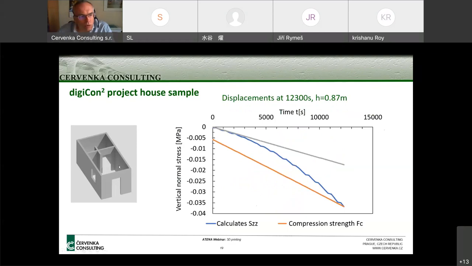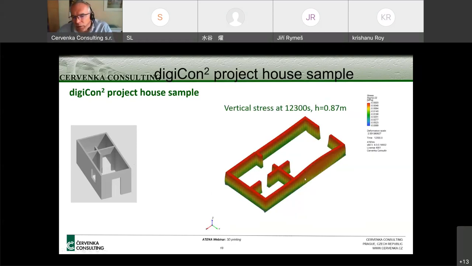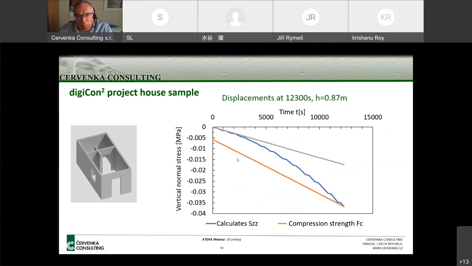Well, it is interesting to see that most of the times when you make these analyses of structures created by 3D printing, we observe that really the main problem is the stability, the collapse during the printing. And again, it was demonstrated also in this example.